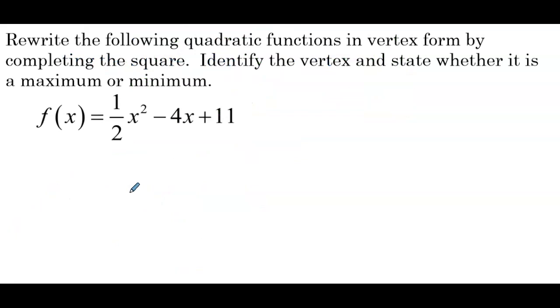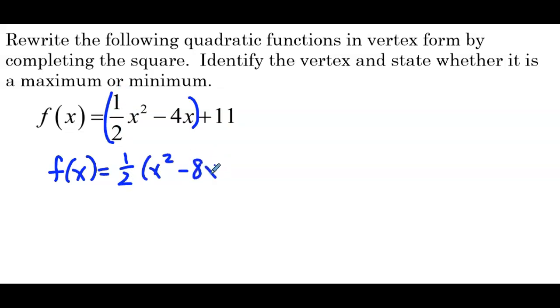Next up, we have f of x equals 1/2 x squared minus 4x plus 11. So we start by putting a set of parentheses around the 1/2 x squared minus 4x. So we need to factor out the 1/2. So that's x squared minus 8x plus something plus 11.